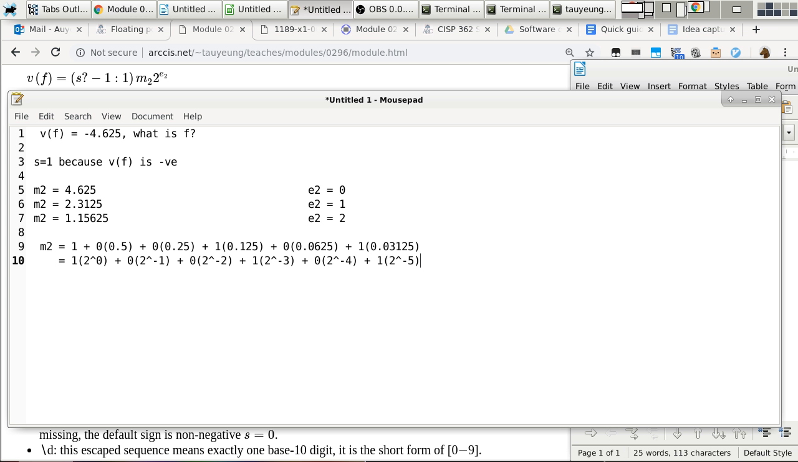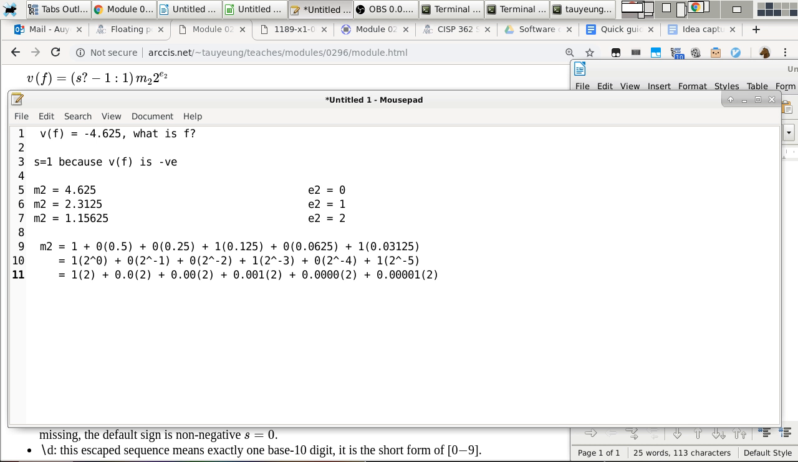All right. Still doesn't look like a binary number. So now we do the conversion. 1 is 1 in base 2. This is 0.0 in base 2. This is 0.00 in base 2. This is 0.001 in base 2. This is 0.0000 in base 2. And this is 0.1234 in base 2. Now we are starting to see some base 2 numbers.